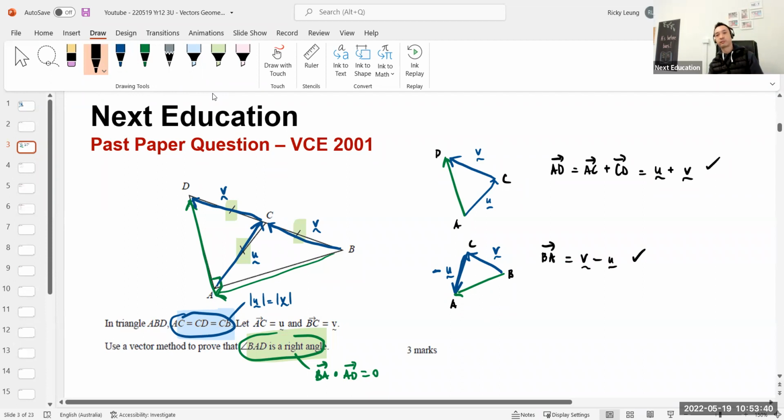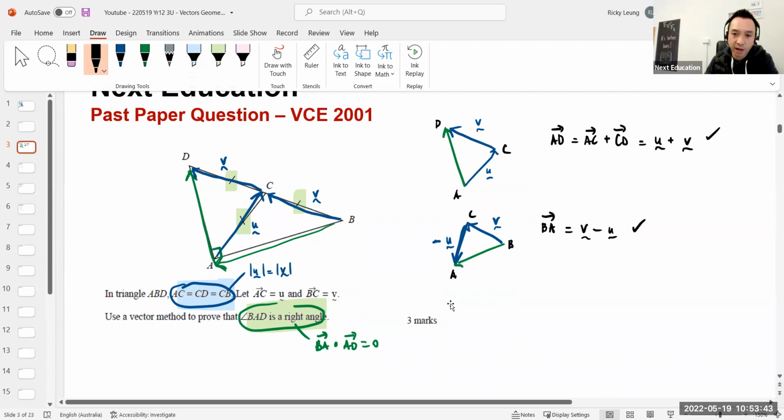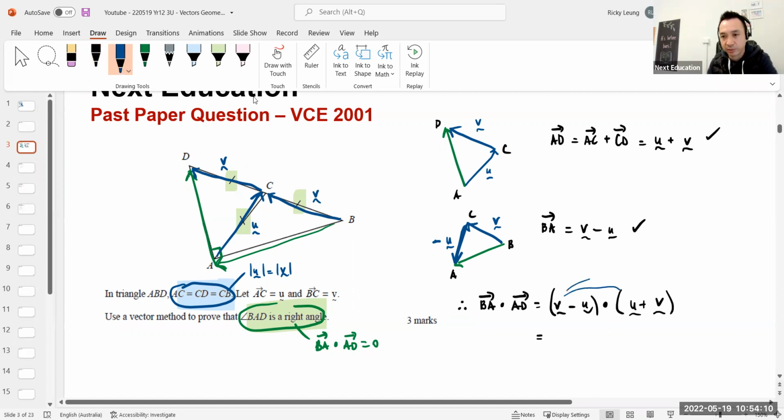Once you do that, I need to demonstrate that the dot product equals 0. So if I say BA dot product with AD, that's this guy times this guy. When I say times, I mean dot, so don't treat it like binomial expansion, although algebraically it is. The only difference is when you expand this using your rainbows.